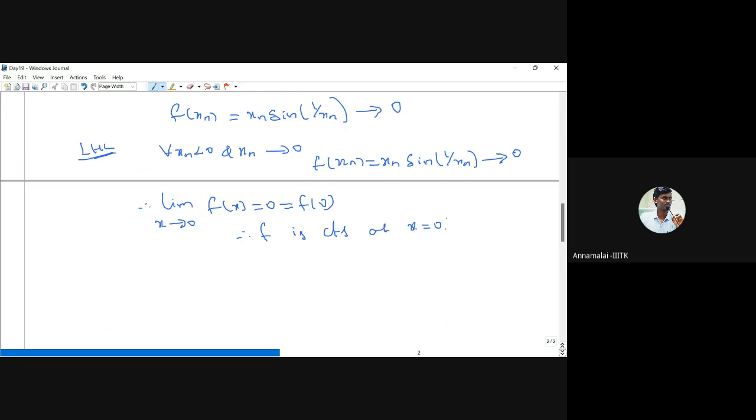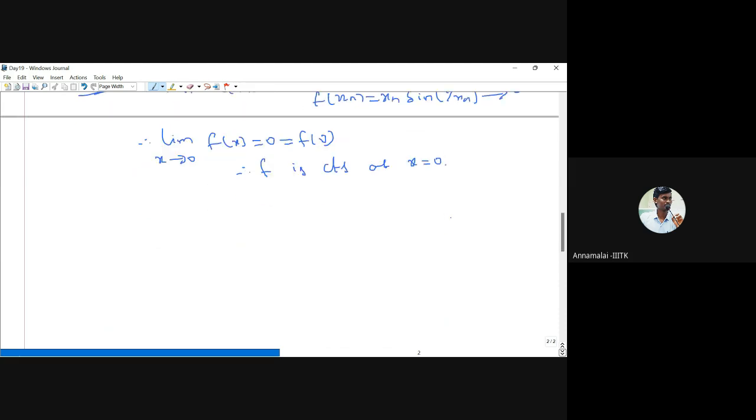Now we have to prove that the function is not differentiable at x equal to 0. So that means the limit x goes to 0, f of x minus f of 0 by x minus 0, does not exist. That is for differentiability, right? So we have to prove that f is not differentiable at x equal to 0.